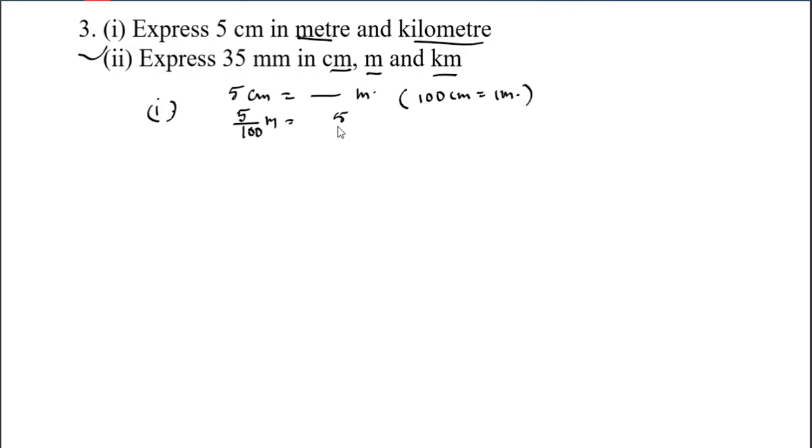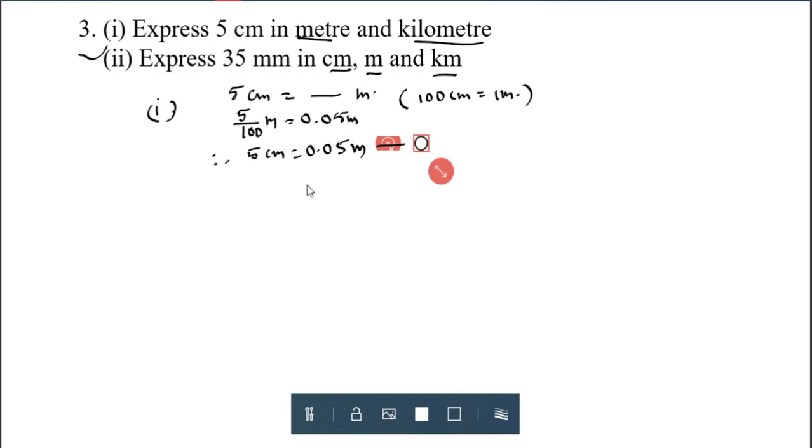Write the numerator as it is: 5. In the denominator, 2 zeros are there, so count 2 digits from the right-hand side. When you convert this fraction into a decimal, in the denominator 100 is there, 2 zeros, so count 2 digits. For the missing digit, put 0, and then 5. Put the decimal point, so that means 0.05 meters. Therefore 5 centimeters is equal to 0.05 meters. So this is the first one.